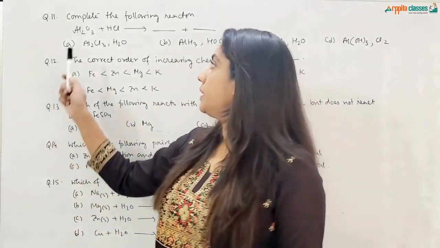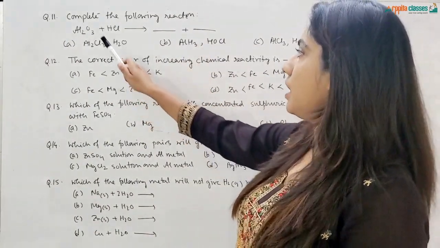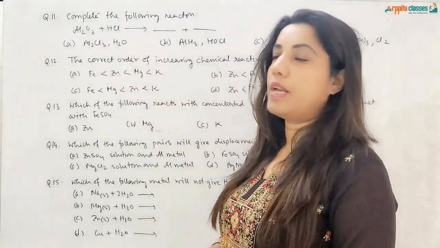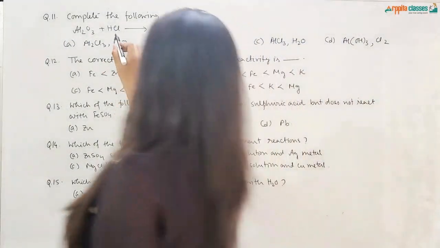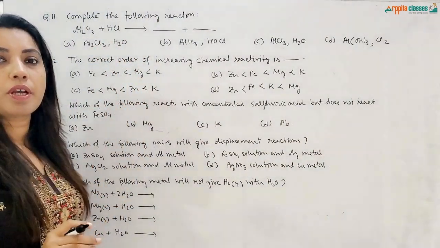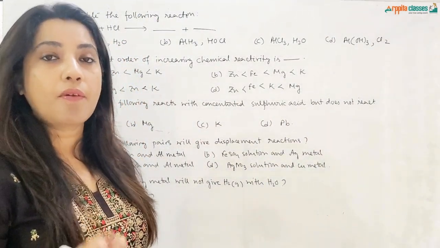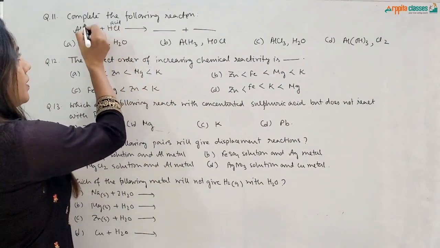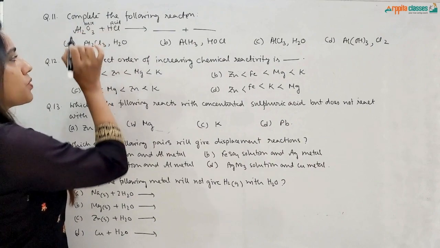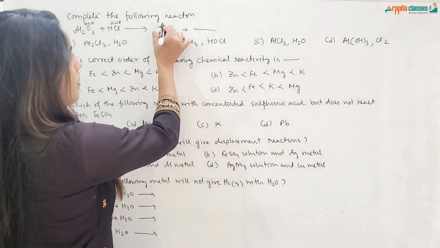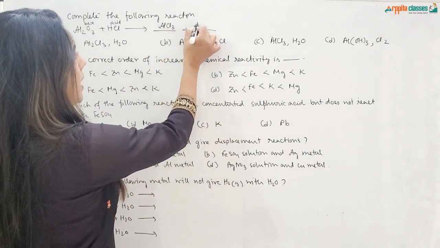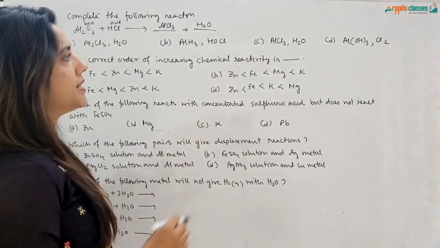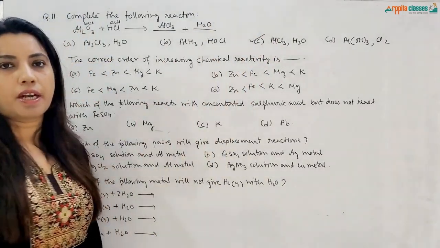The next question is, complete the following reaction. Al2O3 plus HCl gives you dash and dash. So HCl here is an acid, and aluminium oxide, we know, is an amphoteric oxide. So when this is an acid, aluminium oxide will react as a base and will form salt and water. So which salt will be formed here? AlCl3 and water. So the options are AlCl3 and water. Option C is the correct option.